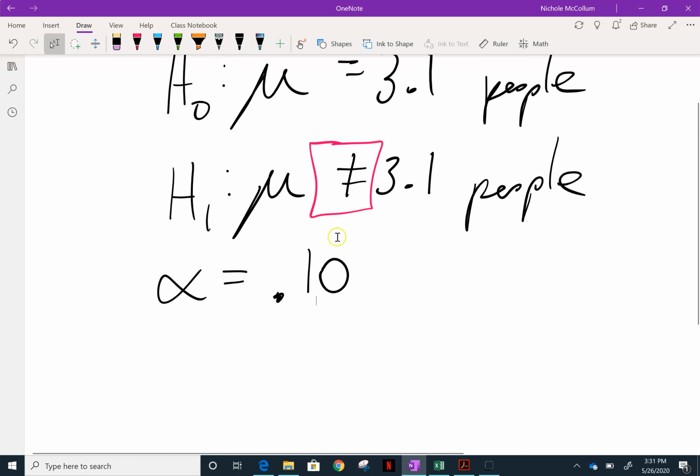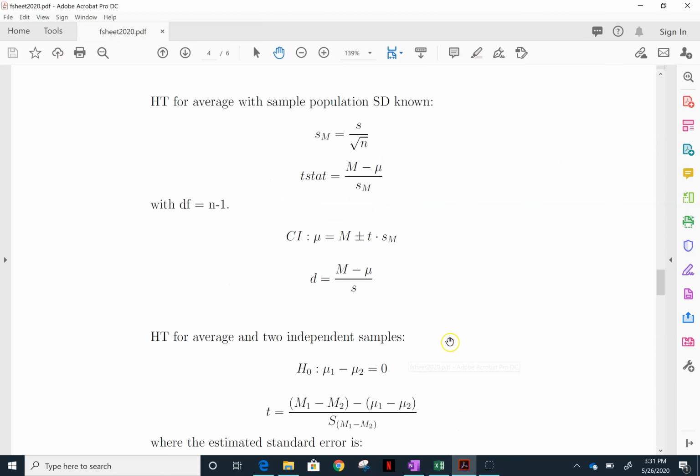From here, now that you know it's an average test, we can go to the formula sheet. And let me bring that up. At any time, again, I would say pause the video, take a picture of things that you need, and then continue. So I'm looking at a hypothesis test for average. We're looking at average time, how many people on average would look at this t-shirt, the spotlight effect.